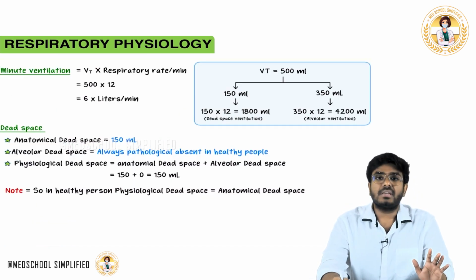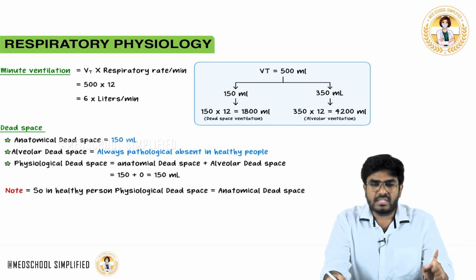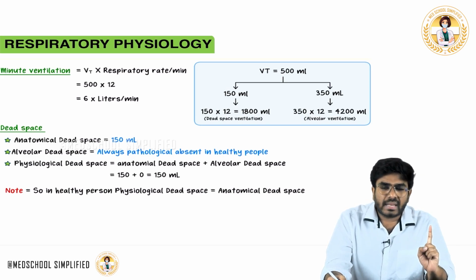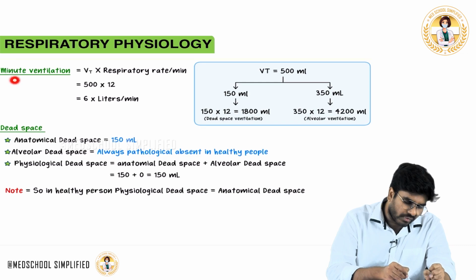So this is how you have to calculate the partial pressure of oxygen in the alveolus by using the alveolar gas equation. Very important formula for the exam. Now after this, let's discuss the concept of minute ventilation.